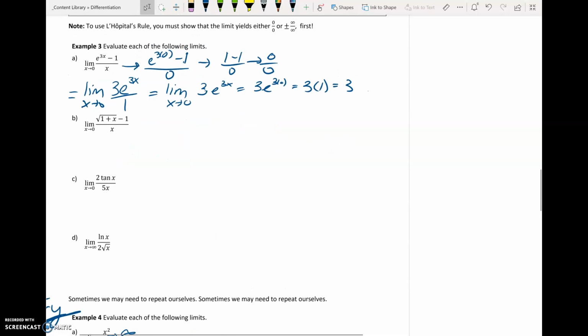In the next example, we're going to show that it's an indeterminate form. So if we try to evaluate this, this is going to give us 0 over 0. So again, we need to show that it's an indeterminate form. So now we're going to use L'Hopital's rule.